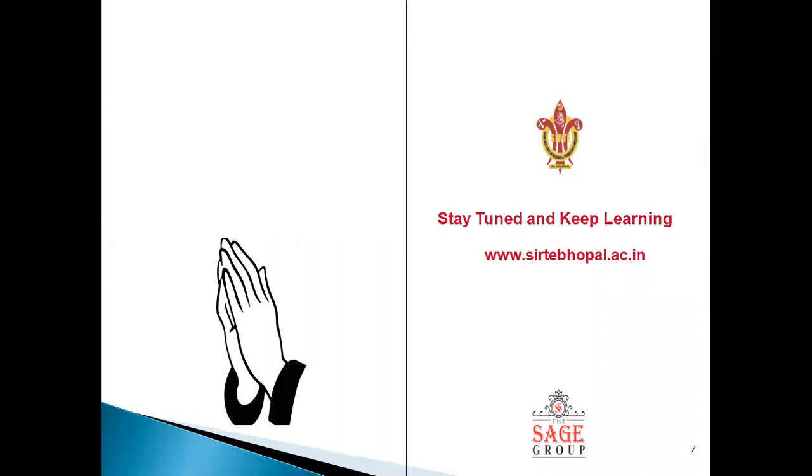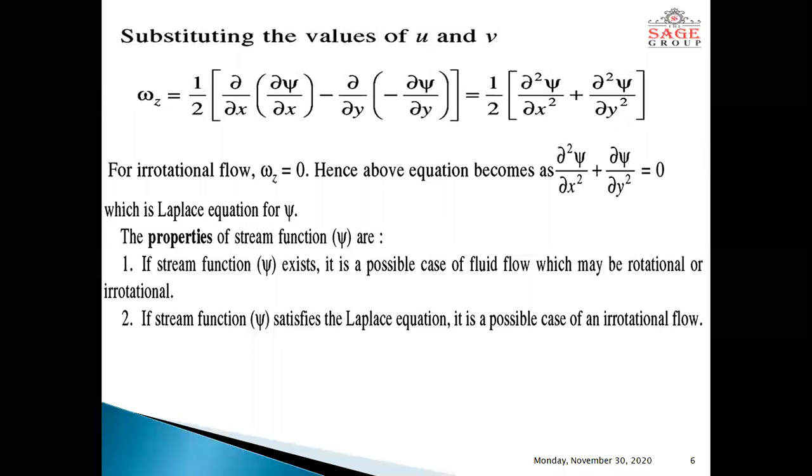So I hope it is clear what is stream function and what is velocity potential function.